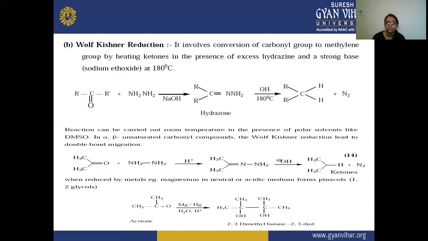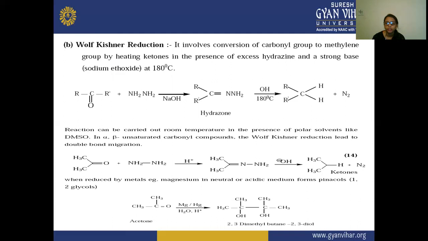So this is your Wolff-Kishner reaction. In this, the ketone is reacted with hydrazine, forming the hydrazone, and at 180 degrees centigrade the alkane is formed here and nitrogen is evolved. The reaction can also be carried out at room temperature in the presence of a polar solvent like DMSO. In an alpha-beta unsaturated carbonyl compound, the Wolff-Kishner reduction leads to double bond migration.